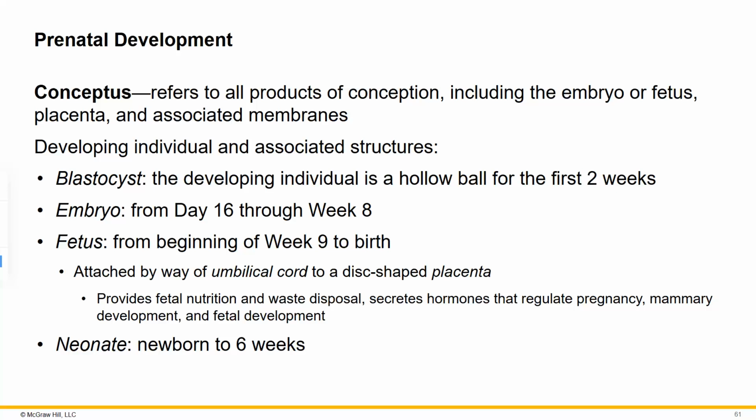Conceptus refers to all products of conception, including the embryo or fetus, placenta, and associated membranes. Developing individual and associated structures, the blastocyst, the developing individual, is a hollow ball for the first 2 weeks. Embryo is from day 16 to week 8, and then fetus begins the beginning of week 9 to birth. A neonate would be newborn up to 6 weeks.